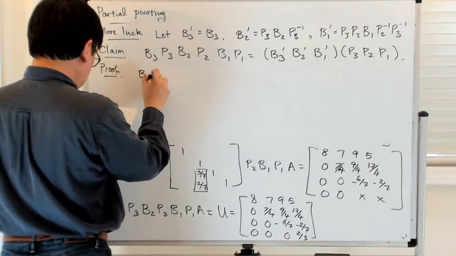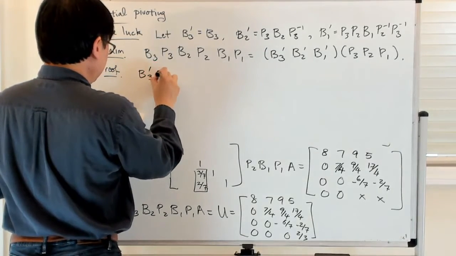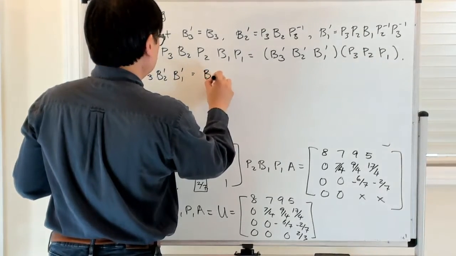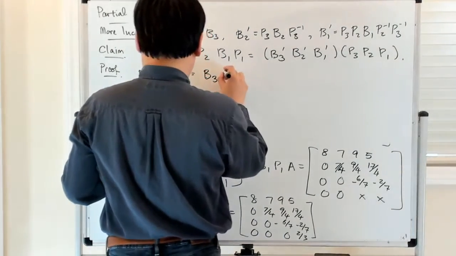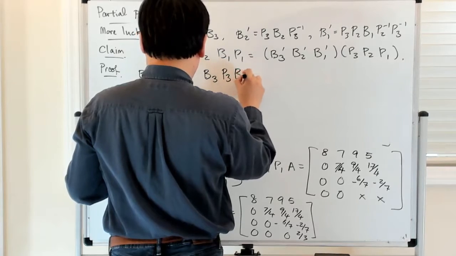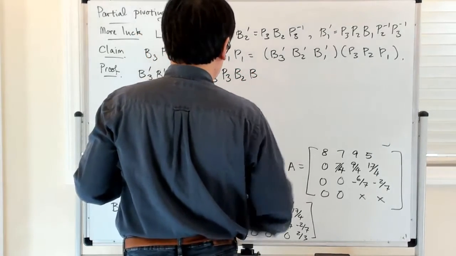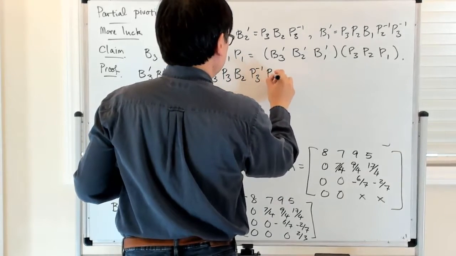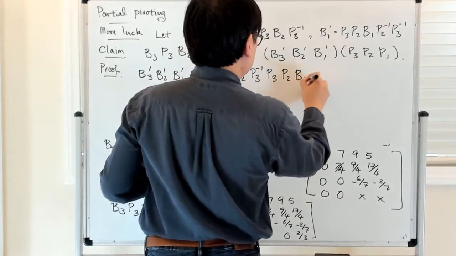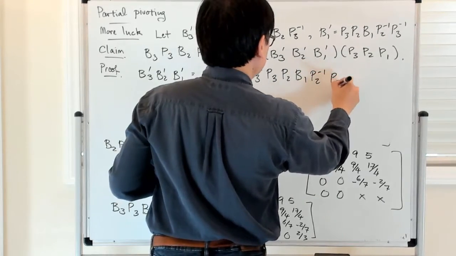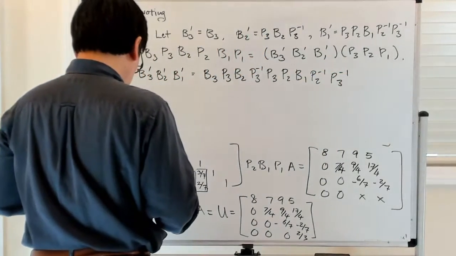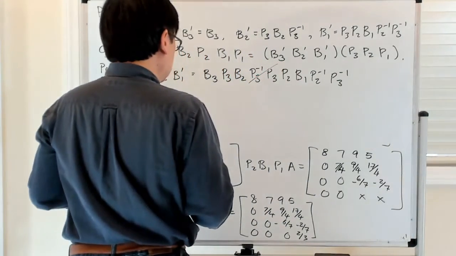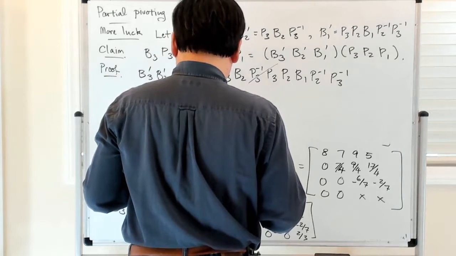So B3 prime, B2 prime, B1 prime is equal to B3, P3, B2, P3 inverse, P3, P2, B1, P2 inverse, P3 inverse. Okay, so this cancels out, it's just the identity.